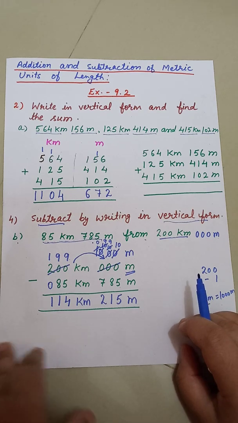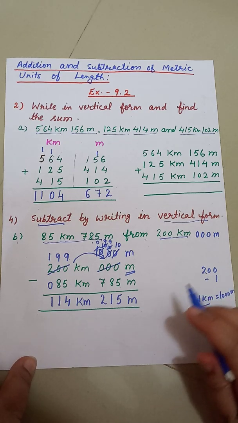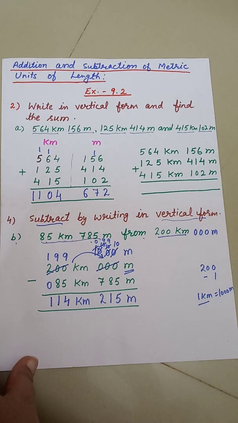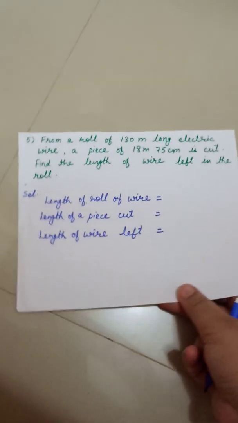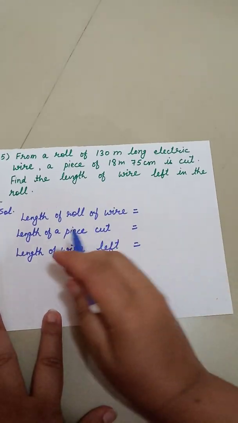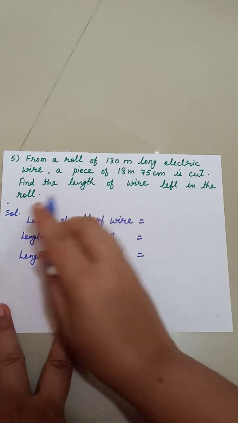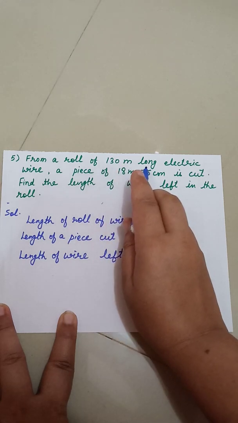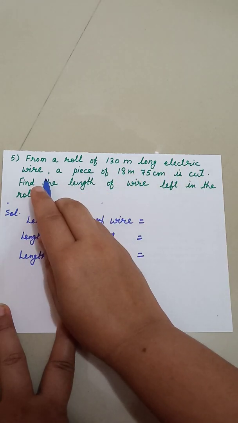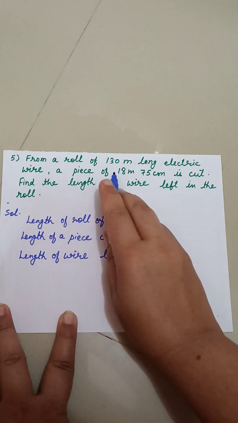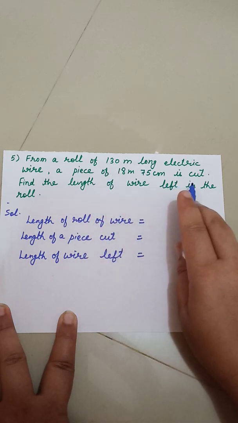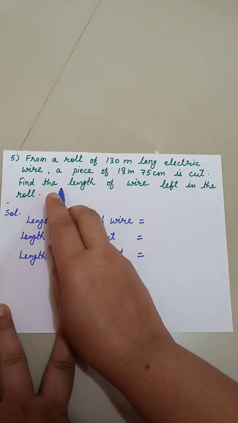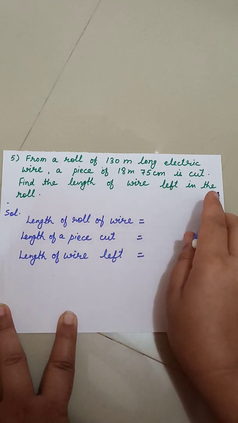I hope you all understood how to add or subtract the numbers. Now we will take one problem sum. See, I have taken question number 5: from a roll of 130 meter long electric wire, a piece of 18 meter and 75 centimeter is cut. Find the length of wire left in the roll.